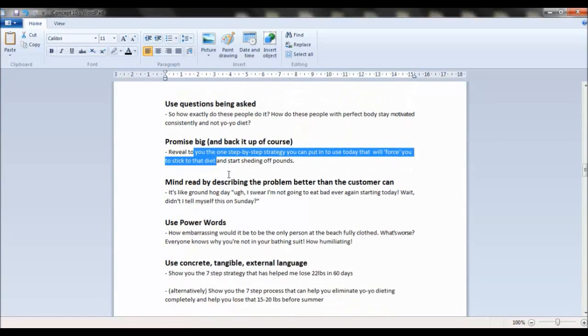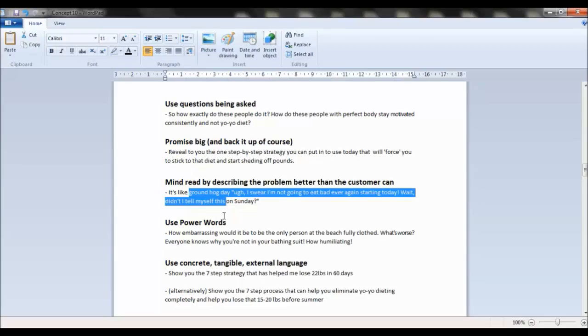Alright? So mind reading is describing the problem better than the customer can. It's like Groundhog Day. Ugh, I swear I'm not going to eat bad ever again starting today. Wait, didn't I just tell myself this last Sunday? So this is basically mind reading by describing the problem better than the customer can.